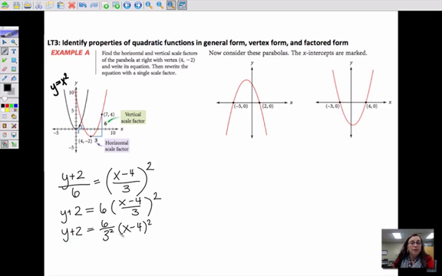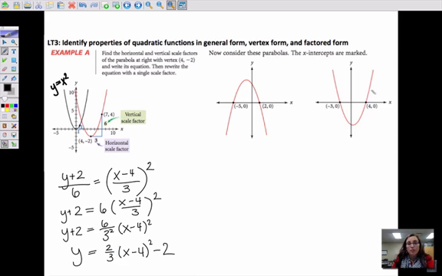Two things at the same time here. Let's subtract 2 from each side, and also simplify. 6 over 3 squared is the same as 6 over 9, which is the same as 2/3. And then minus 2 on this side. So that looks a lot better to me. Okay, that gives us the down 2, right 4, and then the 2/3 scale factor.